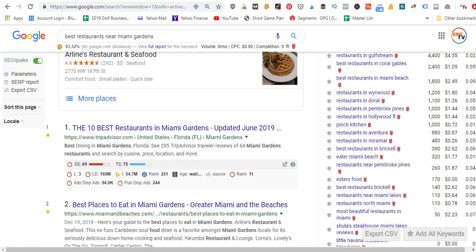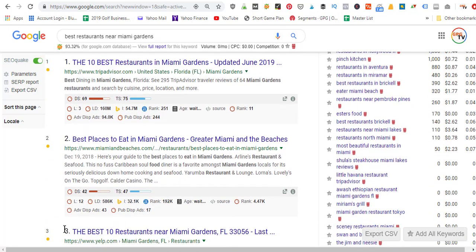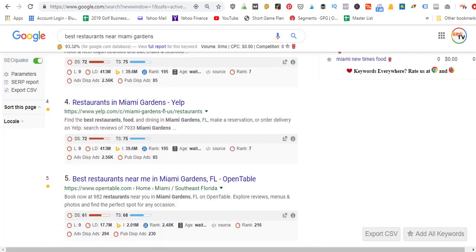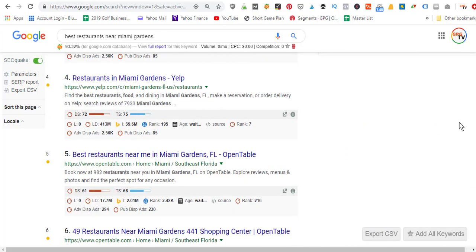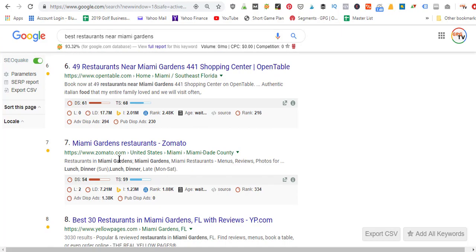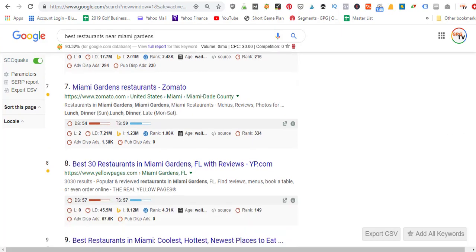So Yelp's a lot of times a website you're going to see showing up like they're showing up here in the 3rd position. But this could be a keyword maybe you rank for, because now you're seeing some less competitive websites here. Yelp's still there, but we've got OpenTable, we've got Zomato. So there's some different random websites here.